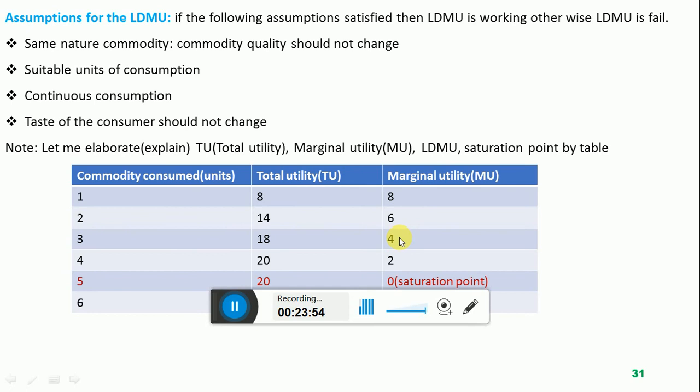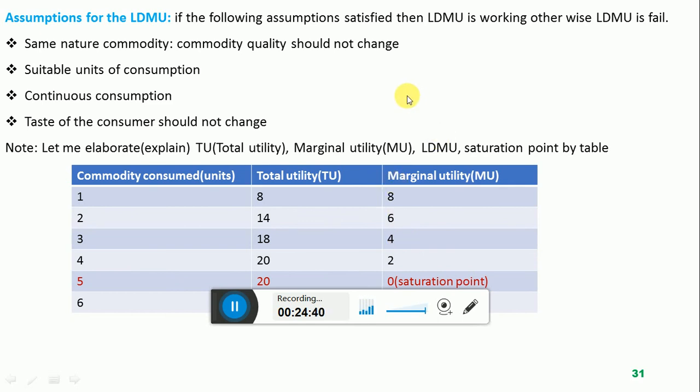Or for example, suppose a consumer is very thirsty and he drinks a glass of water. The first glass of water he will enjoy. This will provide him more utility. But now his utility is increasing, and if he continuously keeps drinking the same water, he cannot drink the total glass of water. He will not enjoy the second glass as much as he enjoyed the first one, because when the consumer consumes the same nature thing continuously in suitable units, the next unit will provide him less and less satisfaction.